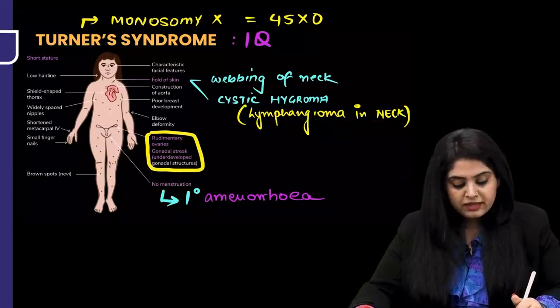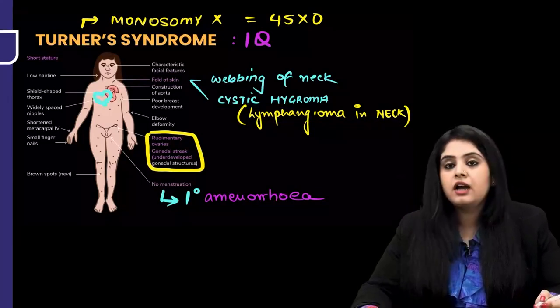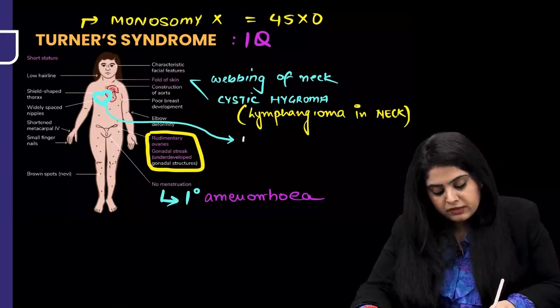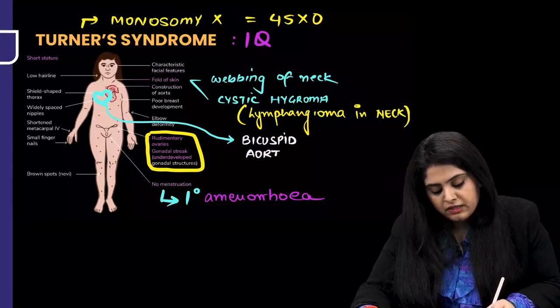What else can you see, guys? Obviously, everywhere I have done a cardiac problem, so here also I will have to do a cardiac problem. And over here, it is going to be the bicuspid aortic valve. Over here, it shall be the bicuspid aortic valve.